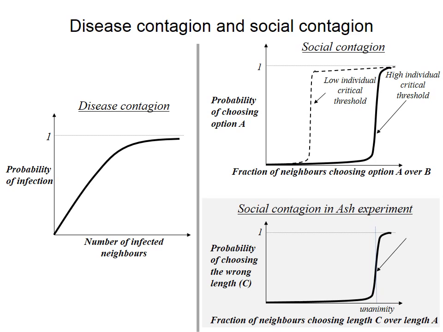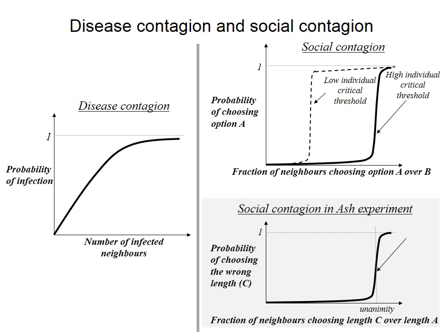In a disease type of contagion, a biological contagion, the probability of infection is simply proportional to the number of infected neighbors of that individual. The more you sleep with somebody with HIV, the higher the probability of contracting HIV. The higher the number of people with flu in an airplane at the beginning of the season, the higher the probability that you will contract the virus.